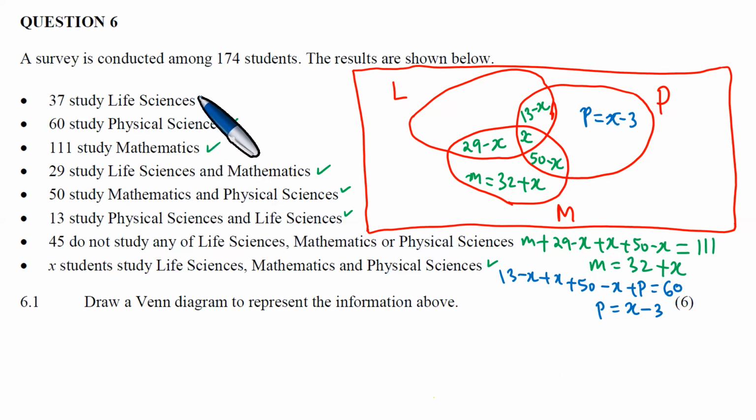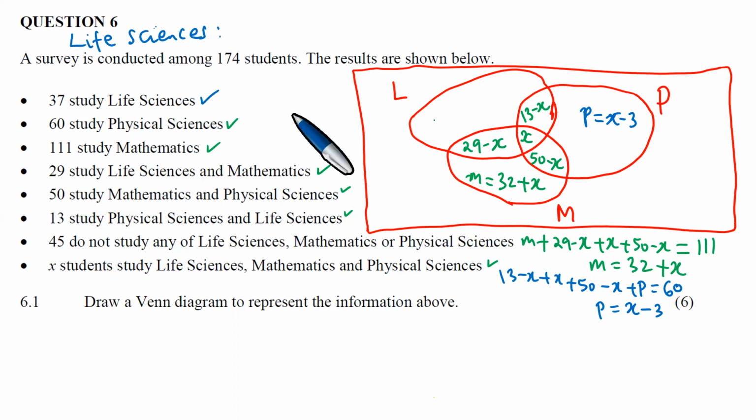Right, next. So we're done with 60 for physical sciences. But now let's come to life sciences, because there are 37 of those who do life sciences. If 37 do life sciences, what is the meaning of this? We analyze together. So, in other words, 37 do life sciences. This, that, and that is life sciences. So let's do the life sciences here, at the top.